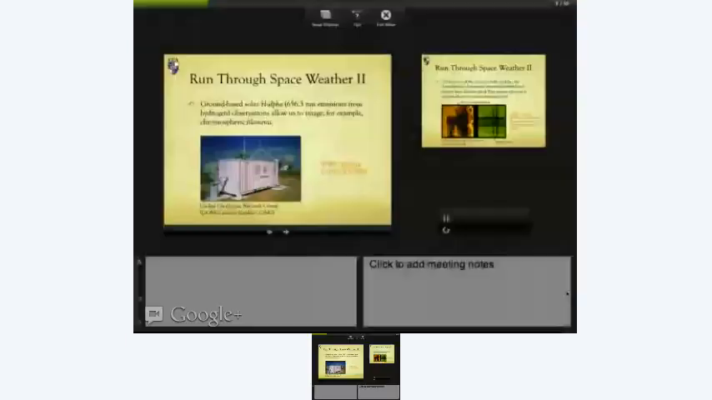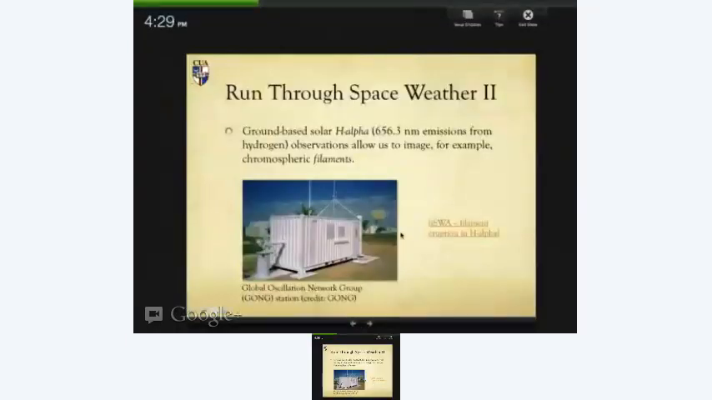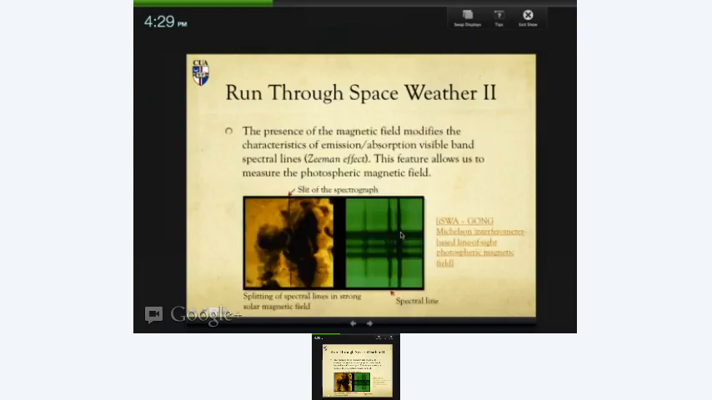Let's go back to our PowerPoint. So that's H alpha. Another physical feature you can observe ground-based is the photospheric magnetic field, thanks to the Zeeman effect. This is a quantum mechanical effect. When you have a spectral line, emission or absorption, and you expose the system to a magnetic field, it changes the spectral characteristics of that line. Here's an example of that effect.